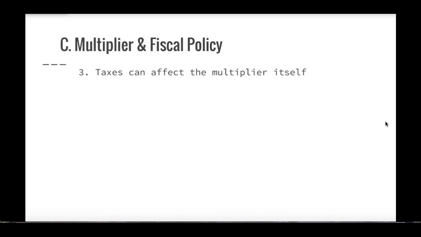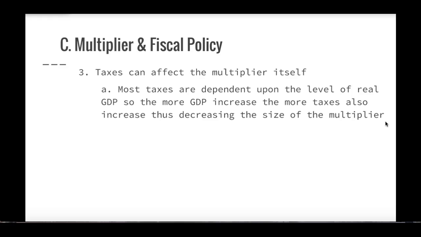So taxes affect the multiplier itself because most taxes are dependent upon the size of GDP. So as GDP increases, in other words, we are making more money, then as a result, taxes also increase because we have a graduated tax system, meaning that the more money you make, the more you're going to pay in taxes.